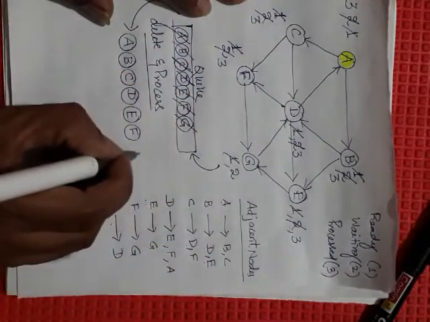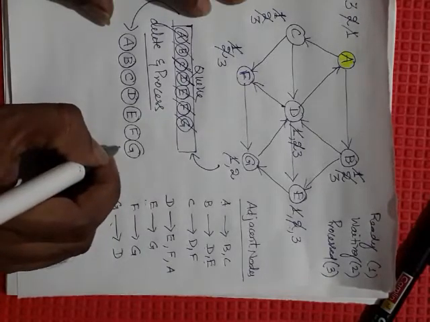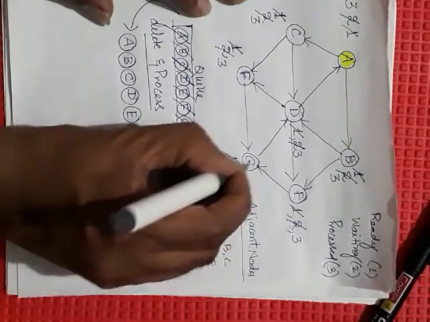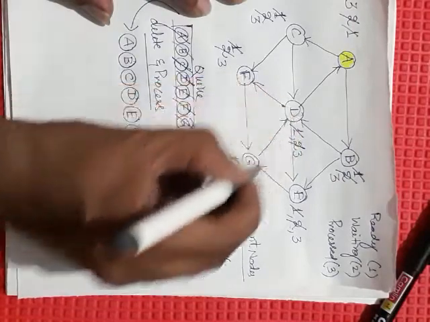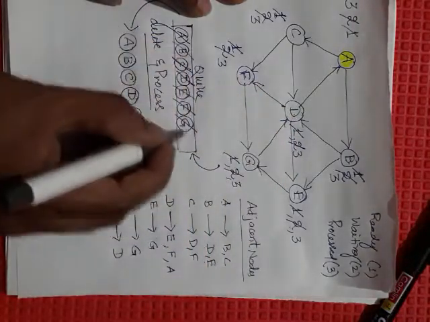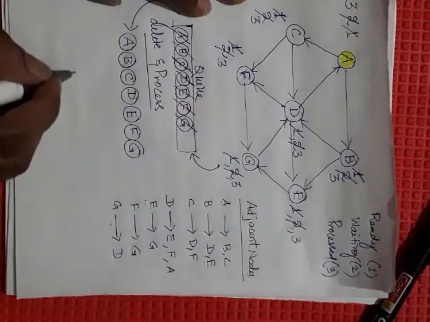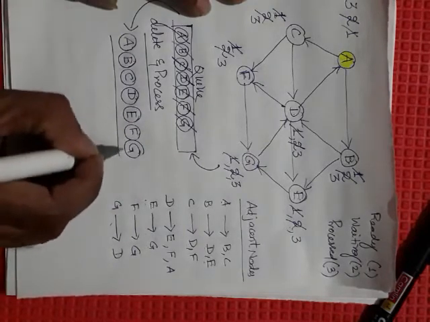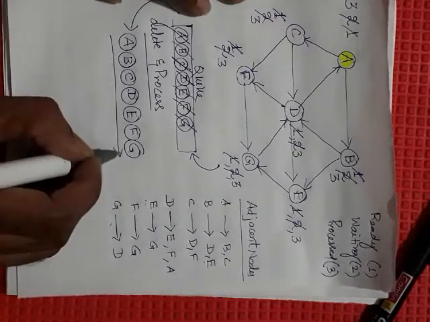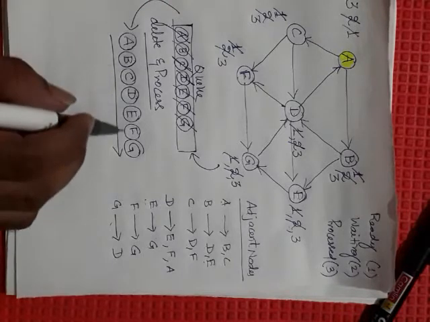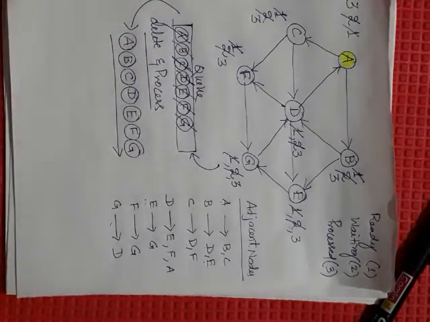Take out the next node G and process it. Processing means its state is changed to processed. Its adjacent is D, which is already processed, so nothing to insert. Now if you try to take out, the queue is empty. When the queue is empty, this is the sequence of nodes we found, all already processed. So in this manner, we can traverse all the nodes of this particular graph with the help of a queue.